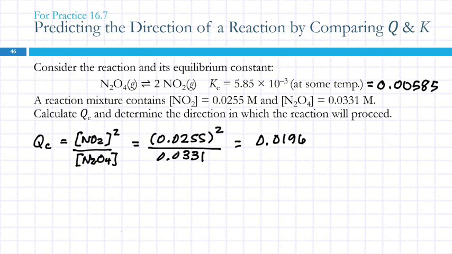So which one's bigger? Qc is bigger. So Qc is bigger than K. The reaction is going to proceed in a way that makes Qc get smaller. Forward or reverse? Reverse. So it's going to go in the reverse direction. It'll go this way. Any questions?